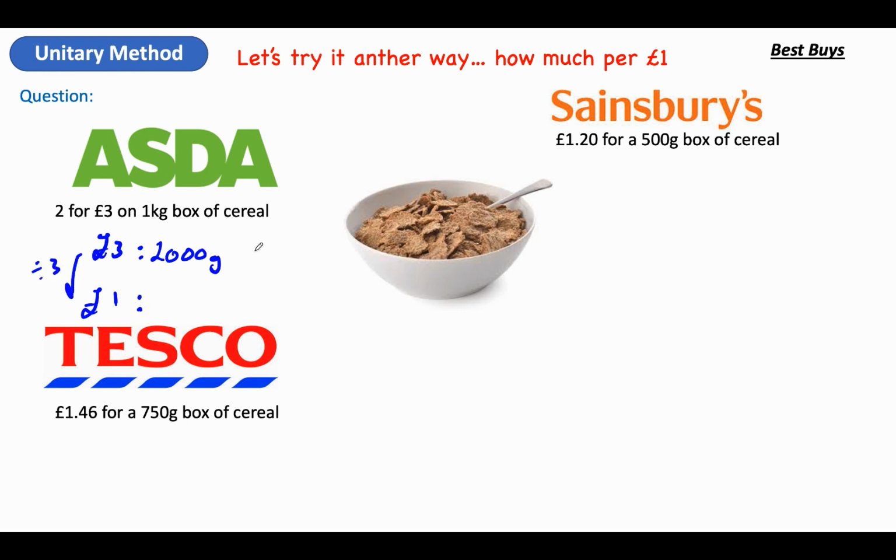It's the money that dictates which maths I'm going to do to change it. And of course, whatever I do to one side, I must do to the other. So 2,000 divided by 3 means every pound gets me 666.7 grams to one decimal place.